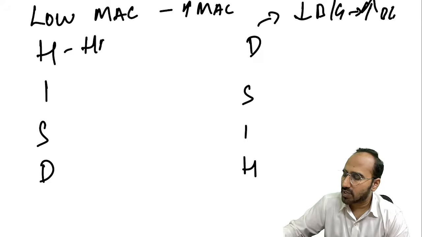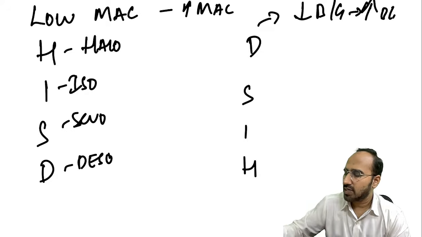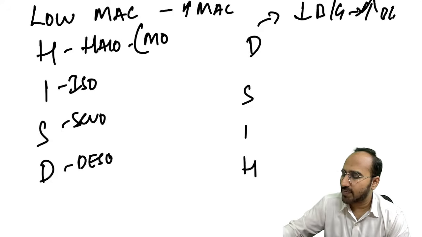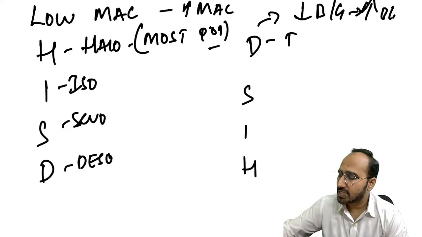The lowest MAC is what? Halothane. Next, isoflurane. Next, sevoflurane. Next, desflurane. So halothane is the most potent. Lowest MAC, right? Most potent. Okay? Next, low blood gas to high blood gas.